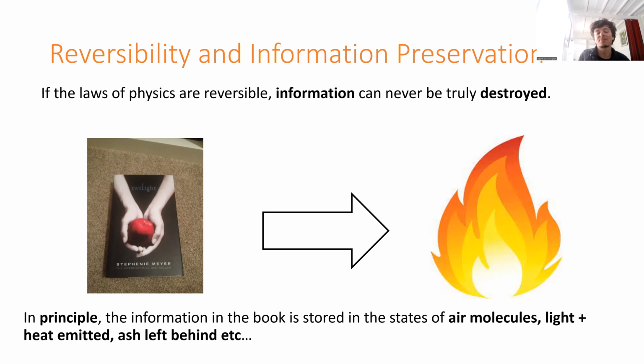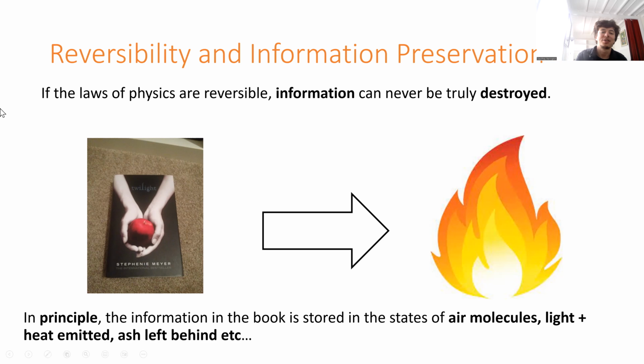Okay, so in principle, even though we burned the book and it isn't left, the information in the book is still there. It's stored now in the states of all the air molecules that got heated up, and the light and the heat that got emitted, the exact state of the ash left behind, and so on. In principle, depending on exactly what was written in the book, that will all be in a slightly different state. And so in principle, the information is still there, it's just completely impractically inaccessible.